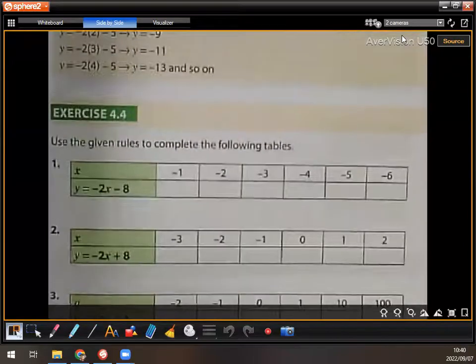So guys, they've given you the rules now, right? There's the rule. The first one, y is negative 2x minus 8. What's wrong? Yeah, you might have done some of the work with it. It's not the same, right?